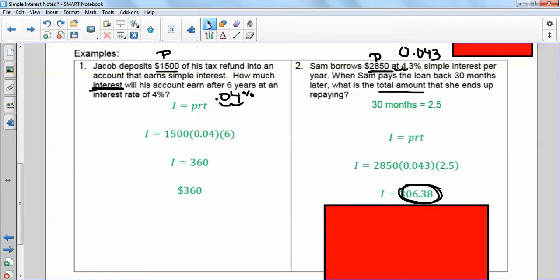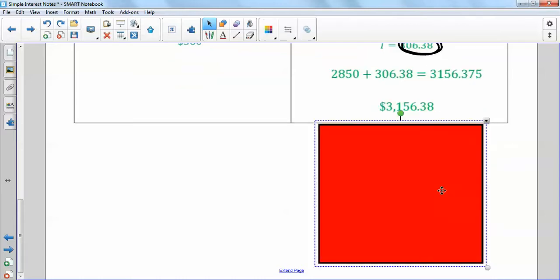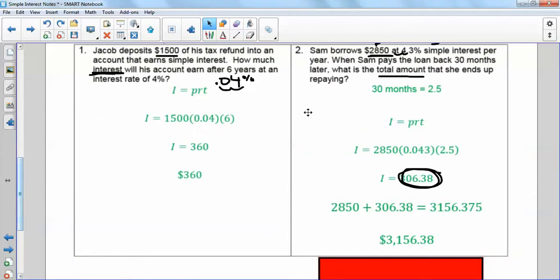So if you look at what the total amount that she's going to end up repaying, you're going to add, right? Take the original that she borrowed plus the interest, and this is the final amount that she's going to owe the bank. Okay, we don't want 3 decimal places though, right? We want to round it to 2 decimal places since it's money. And here's our final answer, $3,156.38. So think of it like the tax and tip questions. If you see total, you have to add.